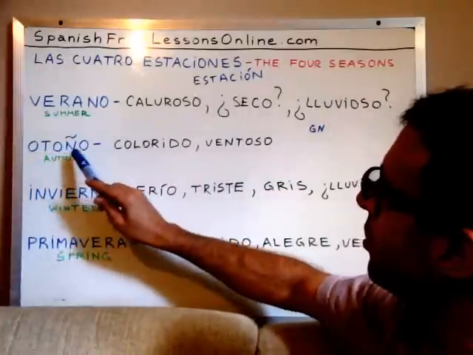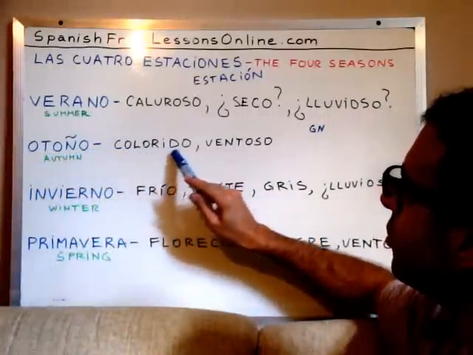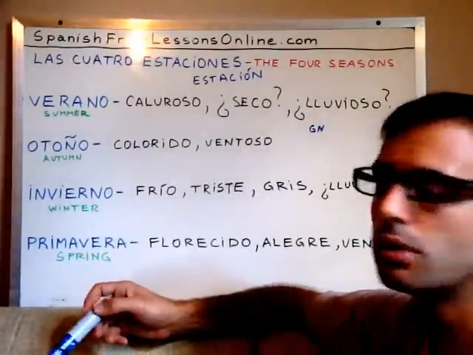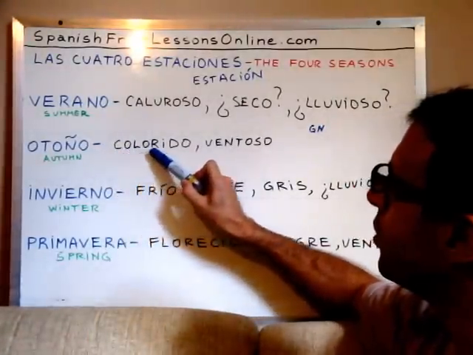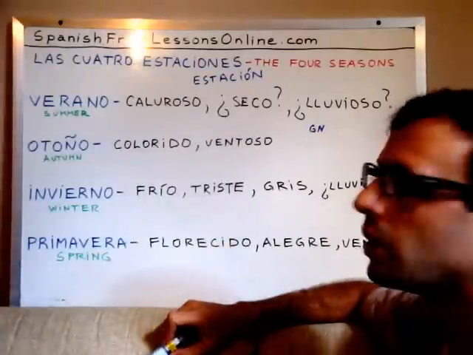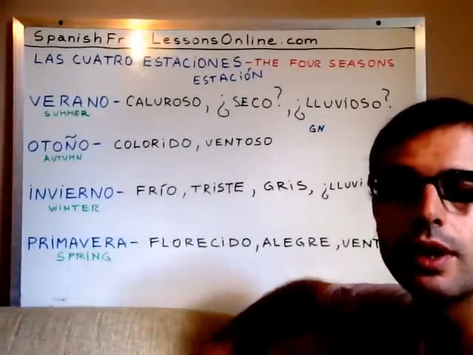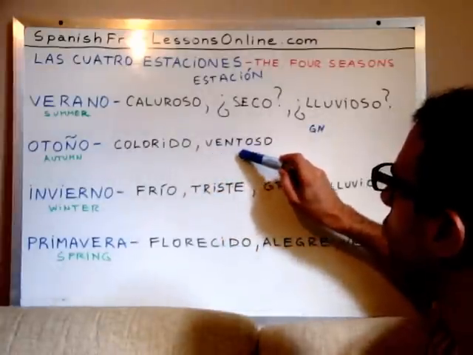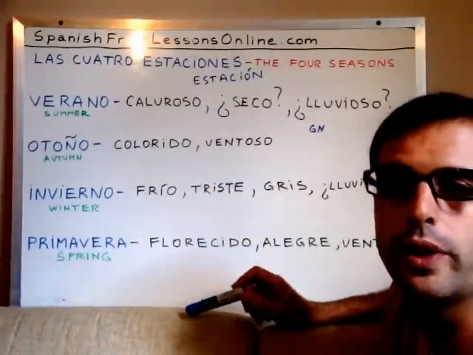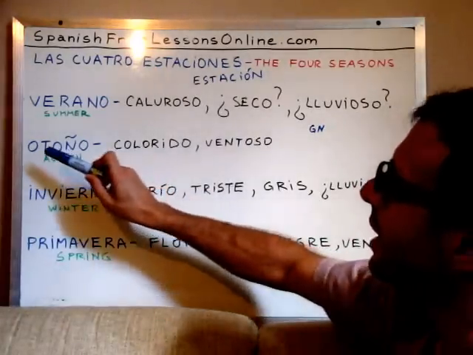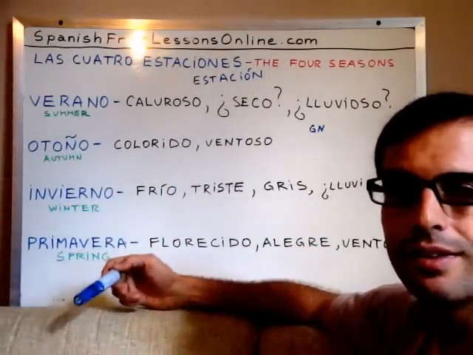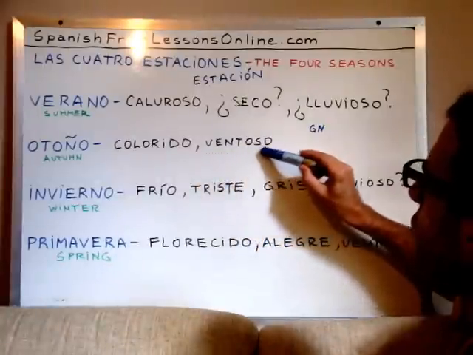El otoño es colorido. Colorido means colorful. We can also say el otoño es ventoso, or windy. El otoño, the autumn, es ventoso.